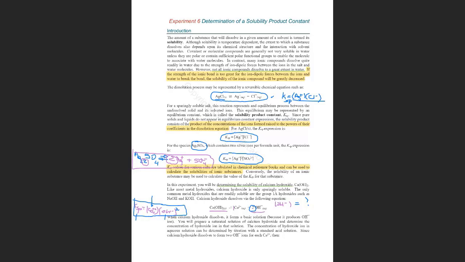How do we get the concentration of calcium ions? We look at the equation here, the molar ratio, 1 calcium to 2 hydroxide. So the concentration of calcium ions is going to be the concentration of hydroxide ions divided by 2. Once we have that, we can plug in the numbers and calculate the Ksp. So it should be pretty simple today. Any questions so far?